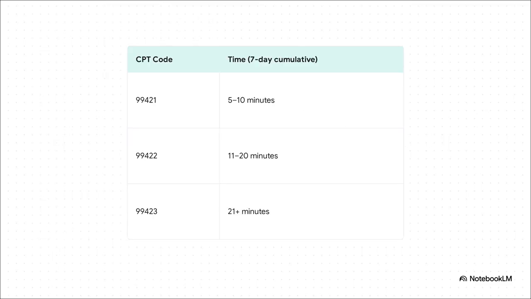You absolutely must anchor these time thresholds to memory. 5 to 10 cumulative minutes gets you a 99421. 11 to 20 minutes bumps you up to 99422, and 21 minutes or more is billed as 99423. Remember, this is the total time spent evaluating, assessing, and managing that patient digitally over those 7 days.